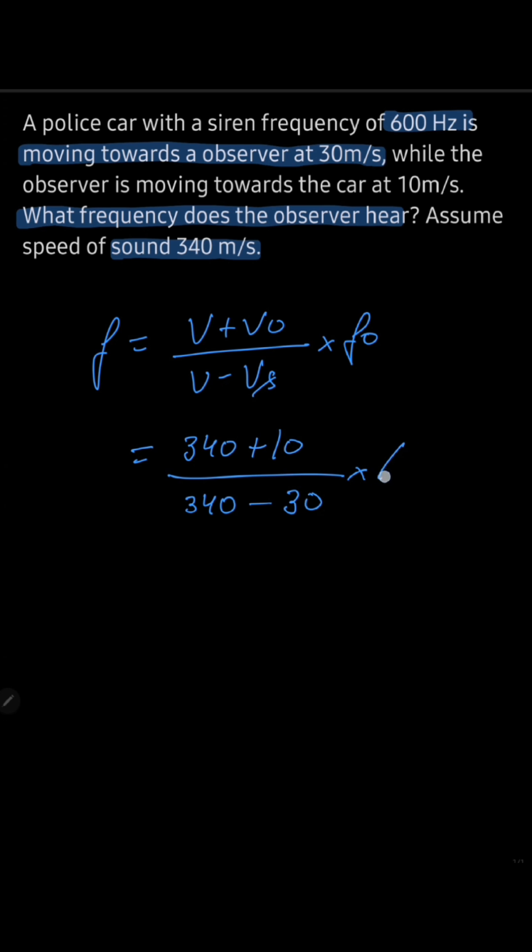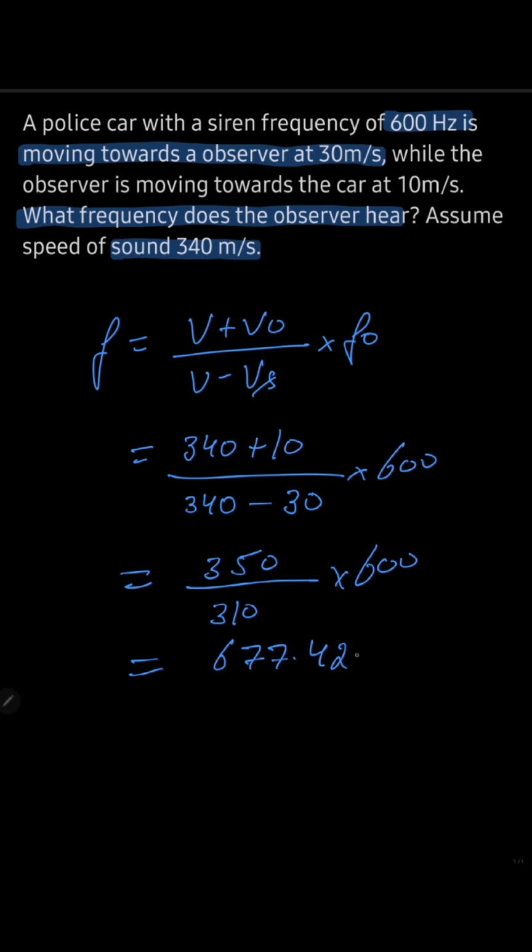Now solving this, you will get 340 plus 10 as 350, and 340 minus 30 will be 310, times 600. So you just solve it and the final answer will be 677.42 Hertz. As you can see, this is the apparent frequency, which is higher than the original frequency of 600 Hertz. This is because the source and observer are moving towards each other.